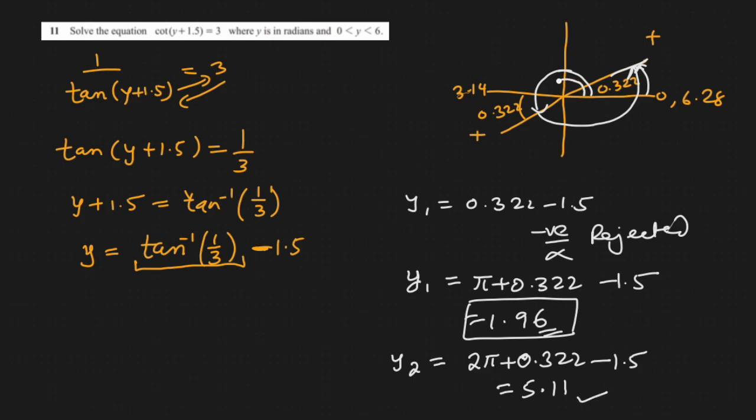Will this give us some answer? Further, let's see, y3. So 2 pi plus pi more plus 0.322 minus 1.5. I don't think it will give us an answer, but let's see. 3 pi plus 0.322 minus 1.5 is 8.246. So it is crossing, so no, reject it also. So in both directions we rejected 2. These are our answers.